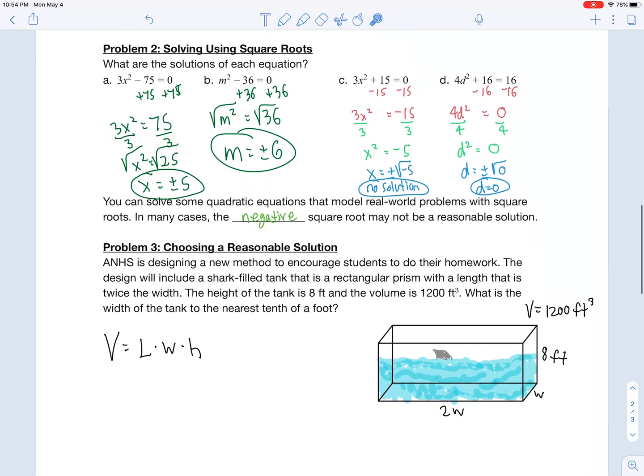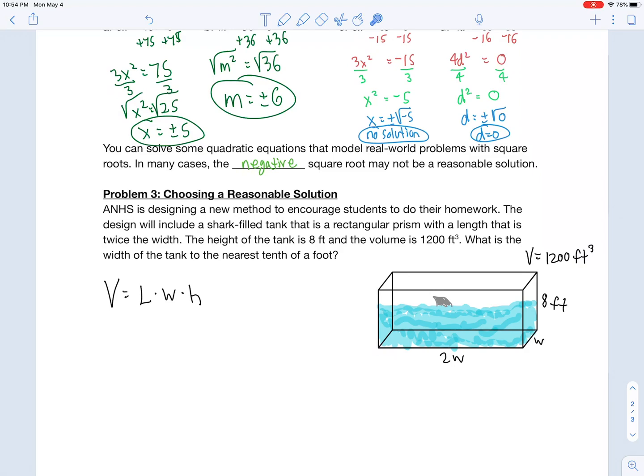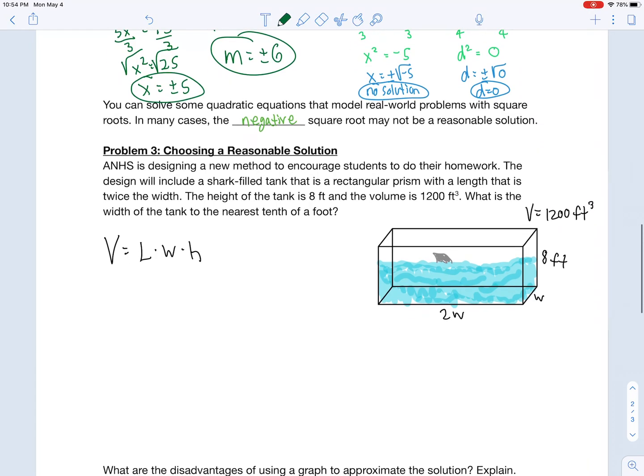So in a real world scenario, this is our next problem, we might want to consider that the negative square root would not work. So this is what we call just choosing a reasonable solution. Even if it's a solution to our equation, it might not work in the real sense. So I drew a picture of this problem, what it's talking about. It's talking about drawing a shark-filled tank as a rectangular prism. So I drew that tank over here.